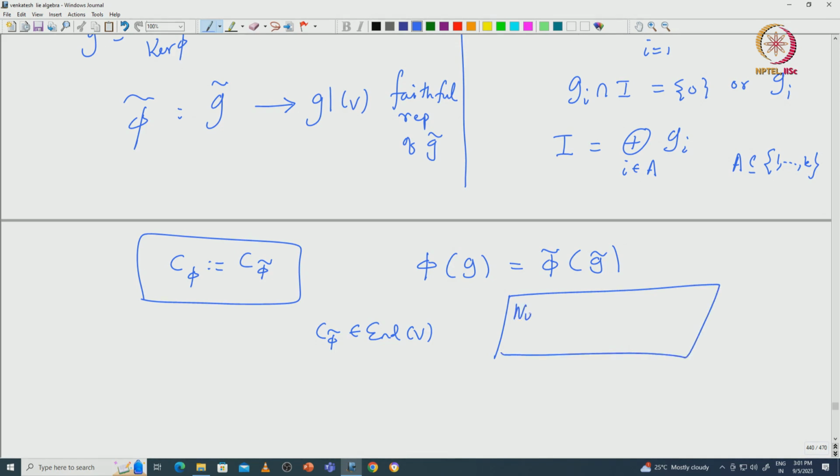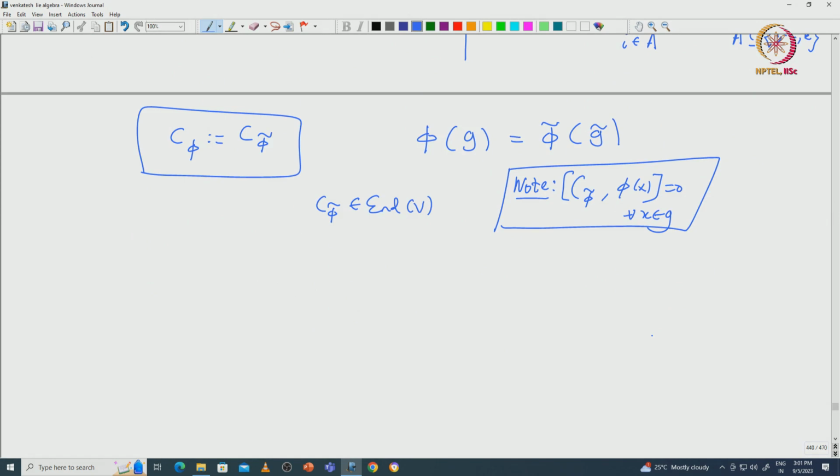So, that is the important property that we wanted. Note that this C_pi, which is C_pi tilde, commutes with pi of x for all x in G, because either pi of x is 0 if it comes from the kernel, or otherwise it is non-zero, and in that case it just commutes. So, this is how we modify the definition of the Casimir element for general representations. We will actually use this information in order to prove the complete reducibility of finite dimensional representations.